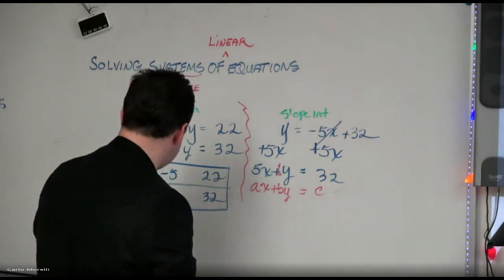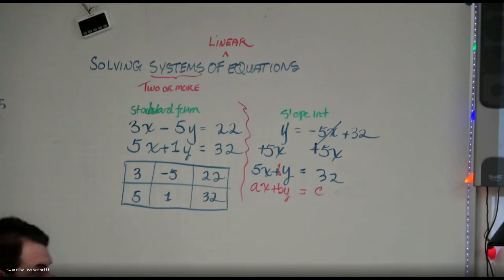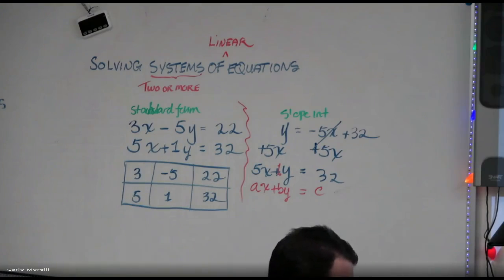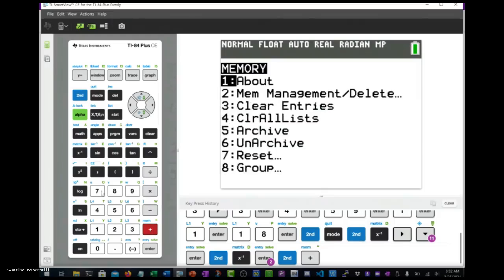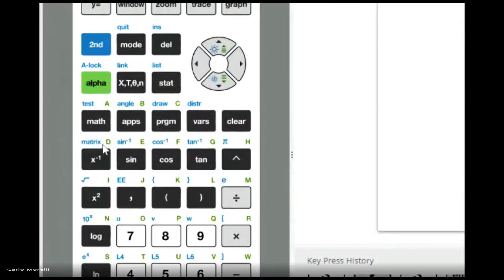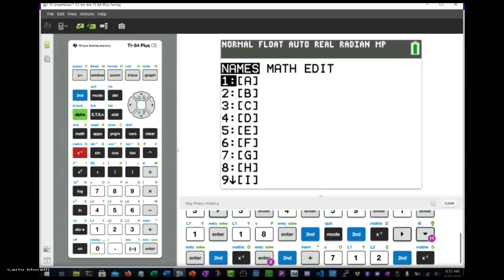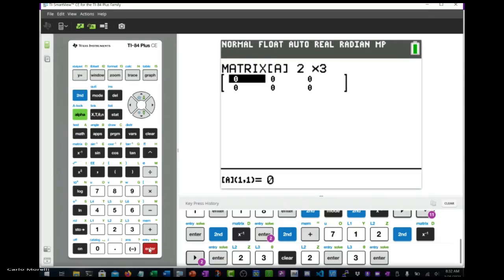And I'm going to walk through it again with you, okay? So the easiest thing to do is to start fresh with a clear memory. So on the calculator, just so we don't have any confusion whatsoever, second plus 7, 1, 2 gives you the clear memory. That way we're all starting from the same page. Now hit second matrix, arrow over to edit, and then hit enter on A. This is a 2-row by 3-column matrix. So now we're just going to type this stuff in.